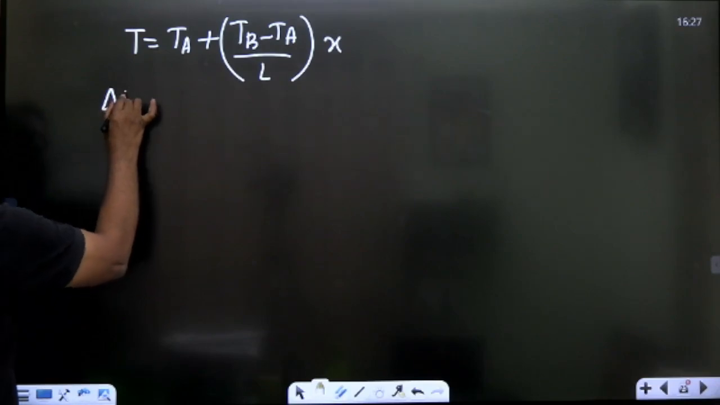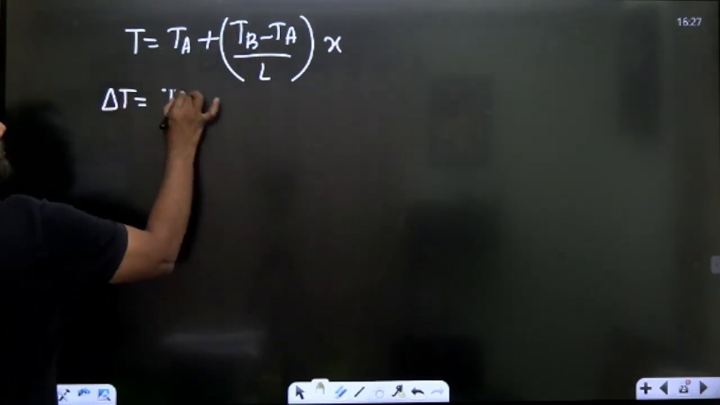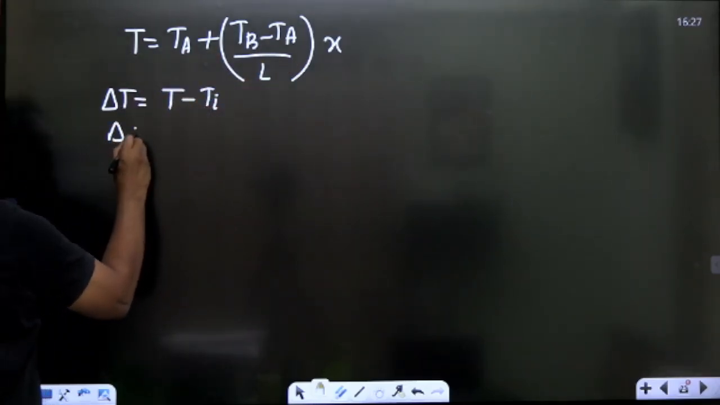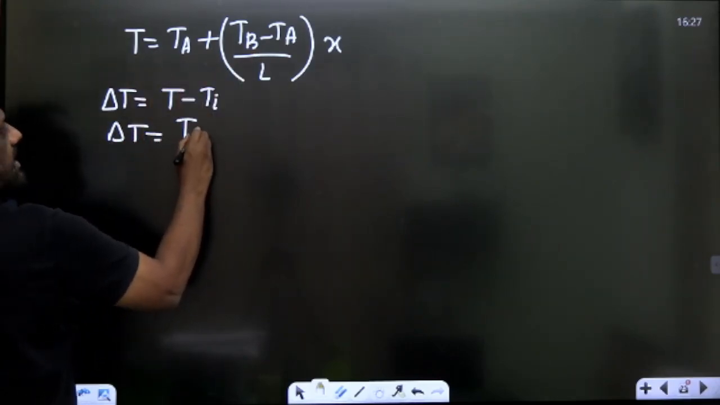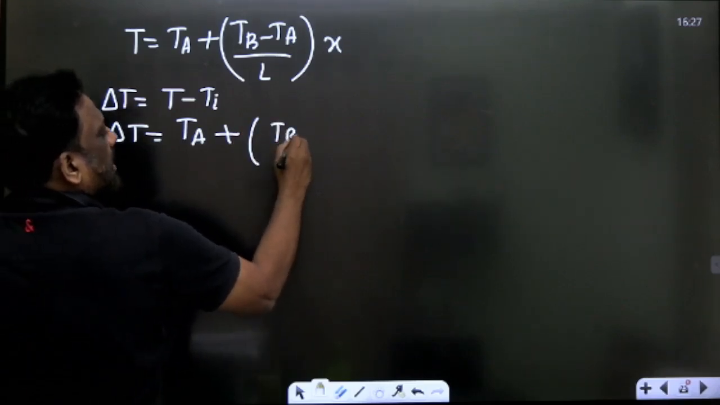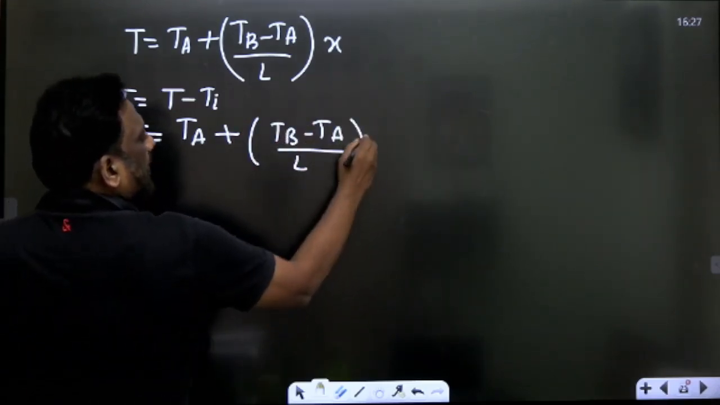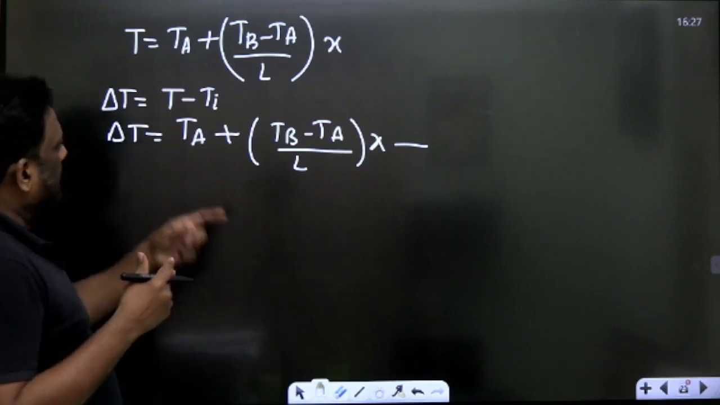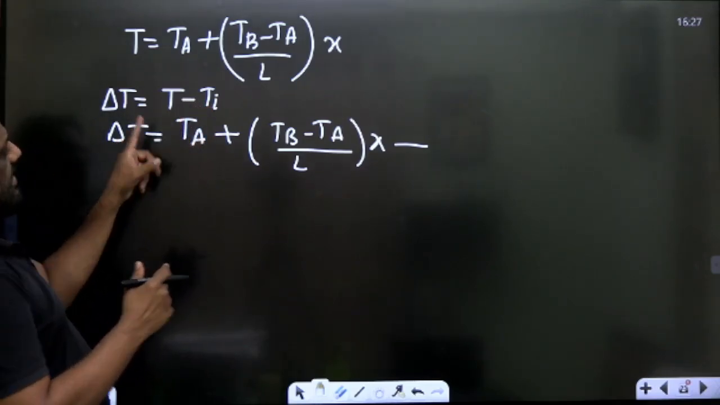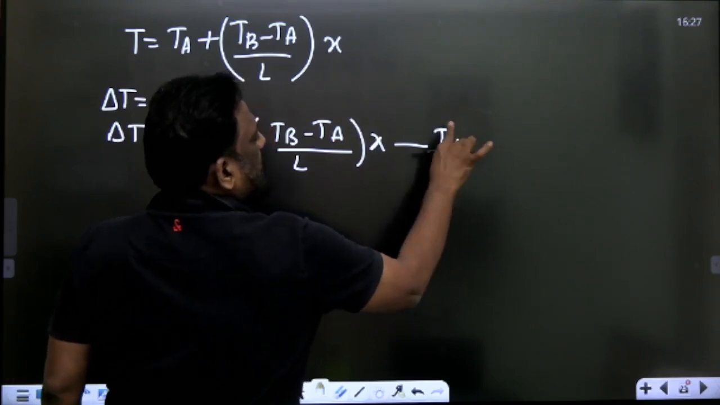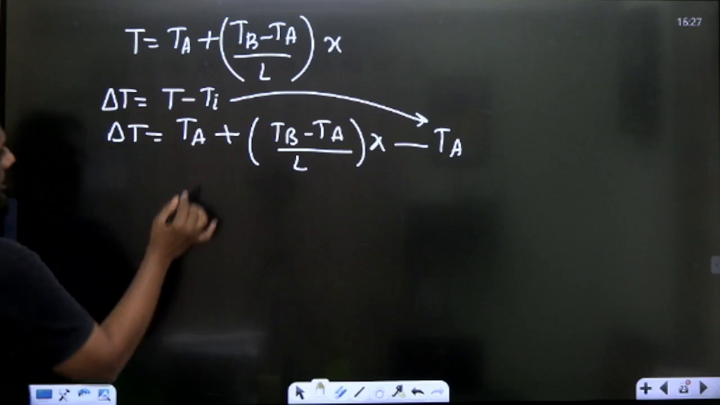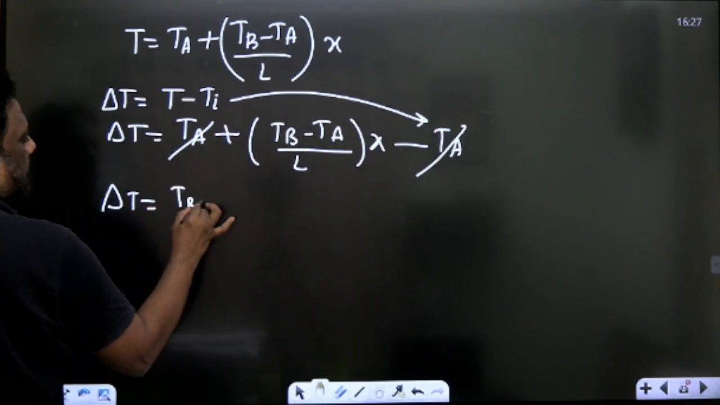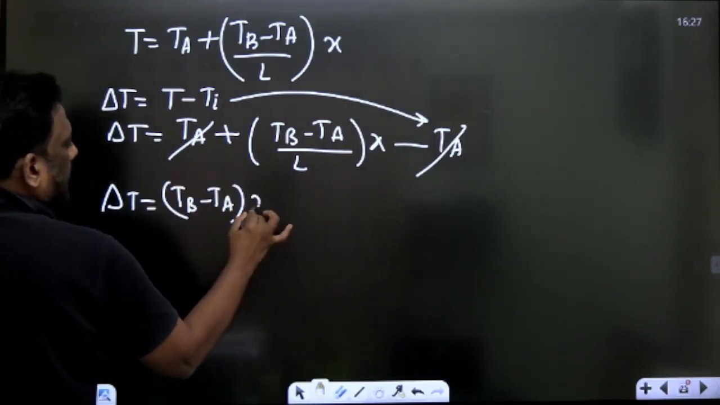I want delta T. What will be delta T? It will be whatever the temperature is there minus the initial temperature. देखो, delta T is equal to T, which is TA plus (TB minus TA) by L into x. We should always calculate delta T as the temperature minus the initial temperature. Initially it is at TI, but TI is given as TA. The initial temperature is TA. So TA is gone, and delta T is equal to (TB minus TA) into x by L.